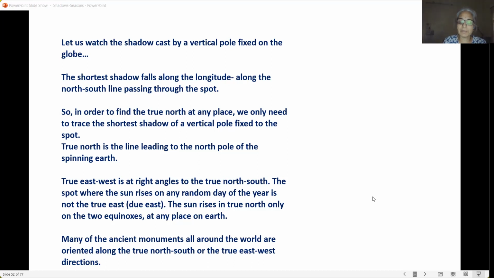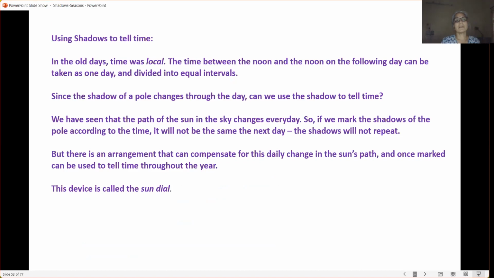So all over the world, you find ancient monuments which are oriented along these directions. Okay, so lastly, can we use shadows to tell time? In the old days, time was local. Now we have international time, but back then the notion of time was local. When the noon happens, when the sun goes high up, that is noon, and between one noon and the next noon is one day, and they wanted to divide that into equal intervals of time.